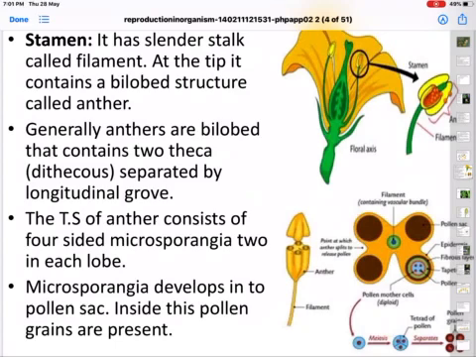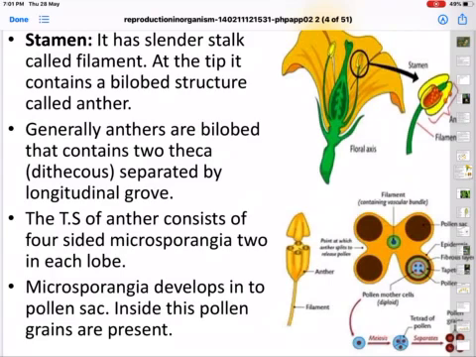At the tip, it contains a bilobed structure. So the anther is a bilobed structure, as you are able to see in this picture. Generally, anthers are bilobed and contain two theca, dithecous. Di means two, theca means bag-like, separated by a longitudinal groove, as you are seeing.